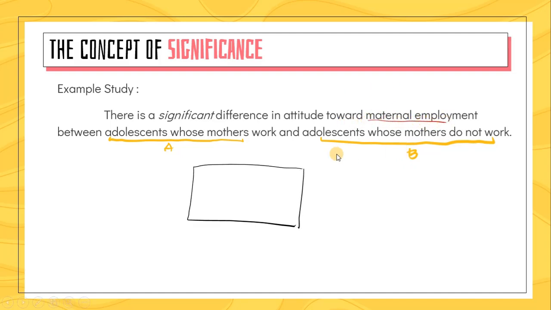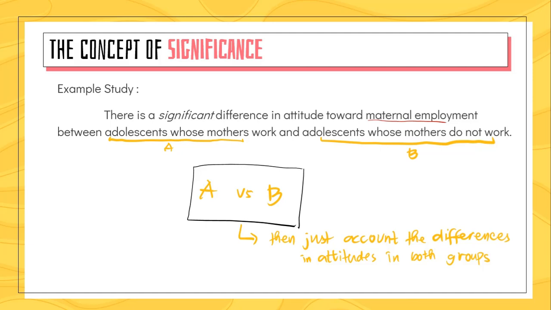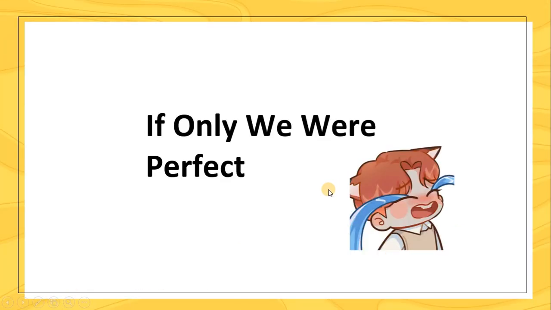Okay, so will we just be comparing A versus B, and then just count the differences in attitudes between both? Would it be just as simple as that? Well, that could be right. We could be finished. Well, no, not quite. Why? If only we were perfect.